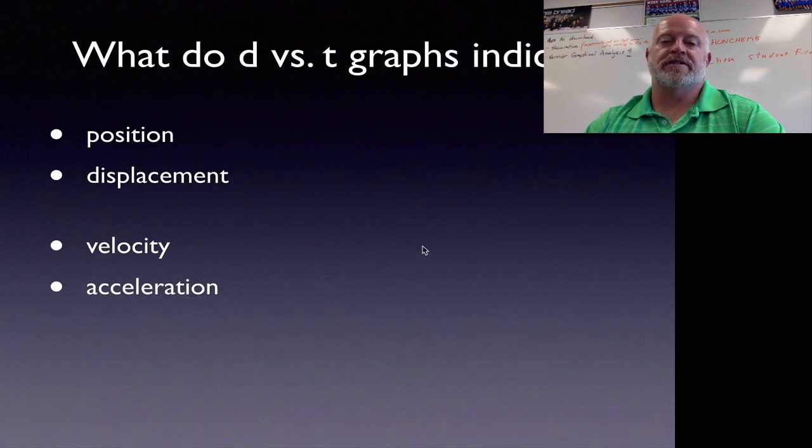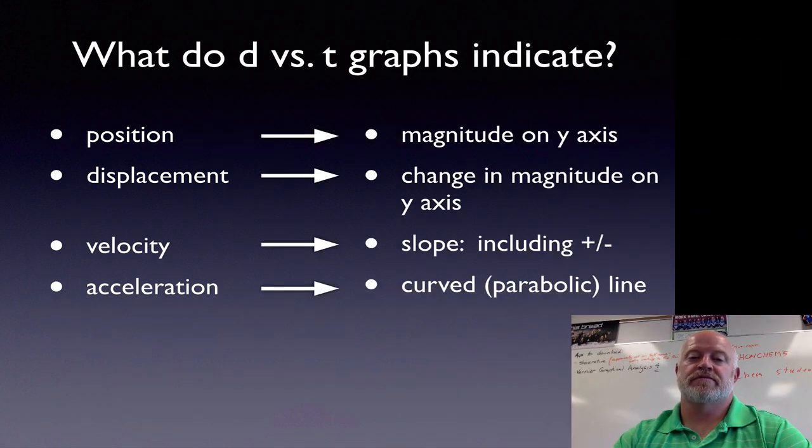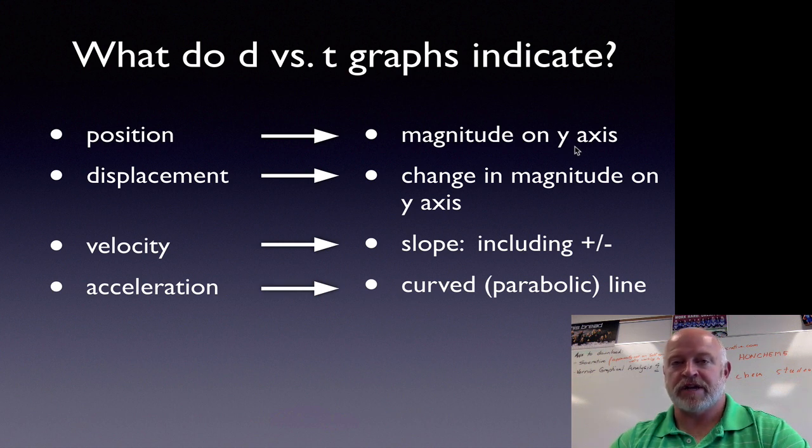Okay. So that being said, what do D versus T graphs tell us? Well, position, okay? The position is the magnitude that we see on the y-axis. So is it a plus 5, a minus 4? What is it? That's our position, okay? Notice I say it's on the y-axis. It can be a position in the x direction. So we could say it's moving horizontal. It could be north, south, east, west, up, or down. But it's just that magnitude on that y-axis.